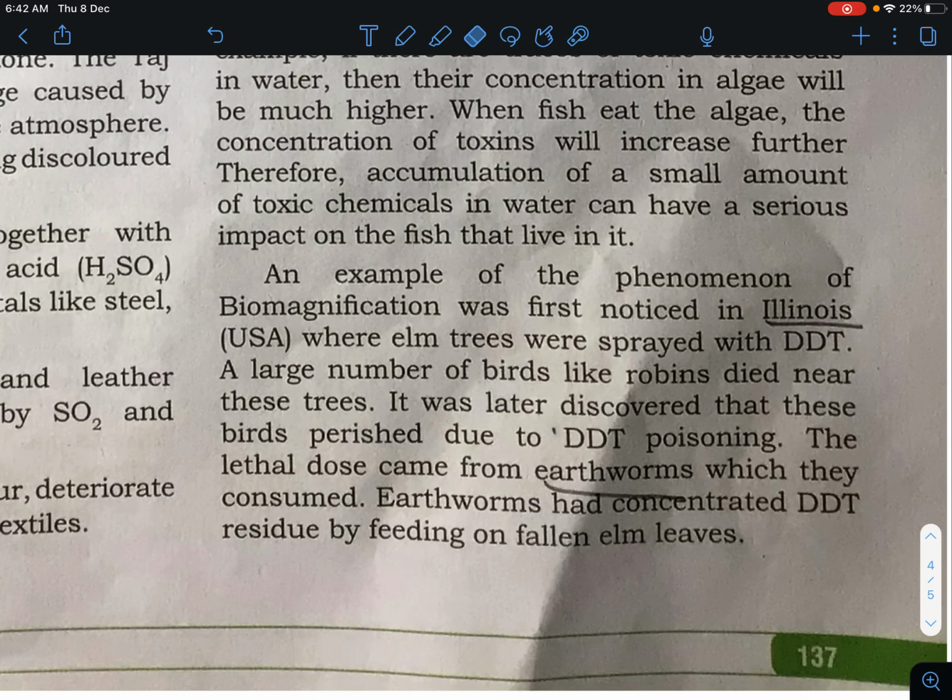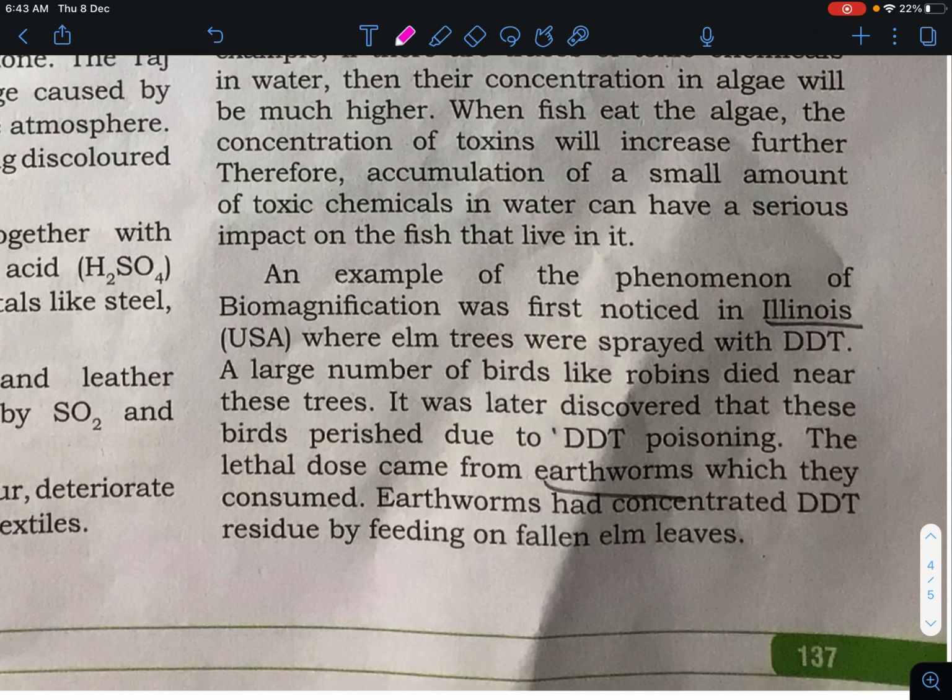One more example of the phenomenon of biomagnification was first noticed in Illinois, in the USA, where elm trees were sprayed with DDT, and a large number of birds, robins, died near these trees. It was later discovered that these birds perished due to DDT poisoning, and the lethal dose came from the earthworms which they consumed. The earthworms had concentrated DDT by feeding on the fallen elm leaves.